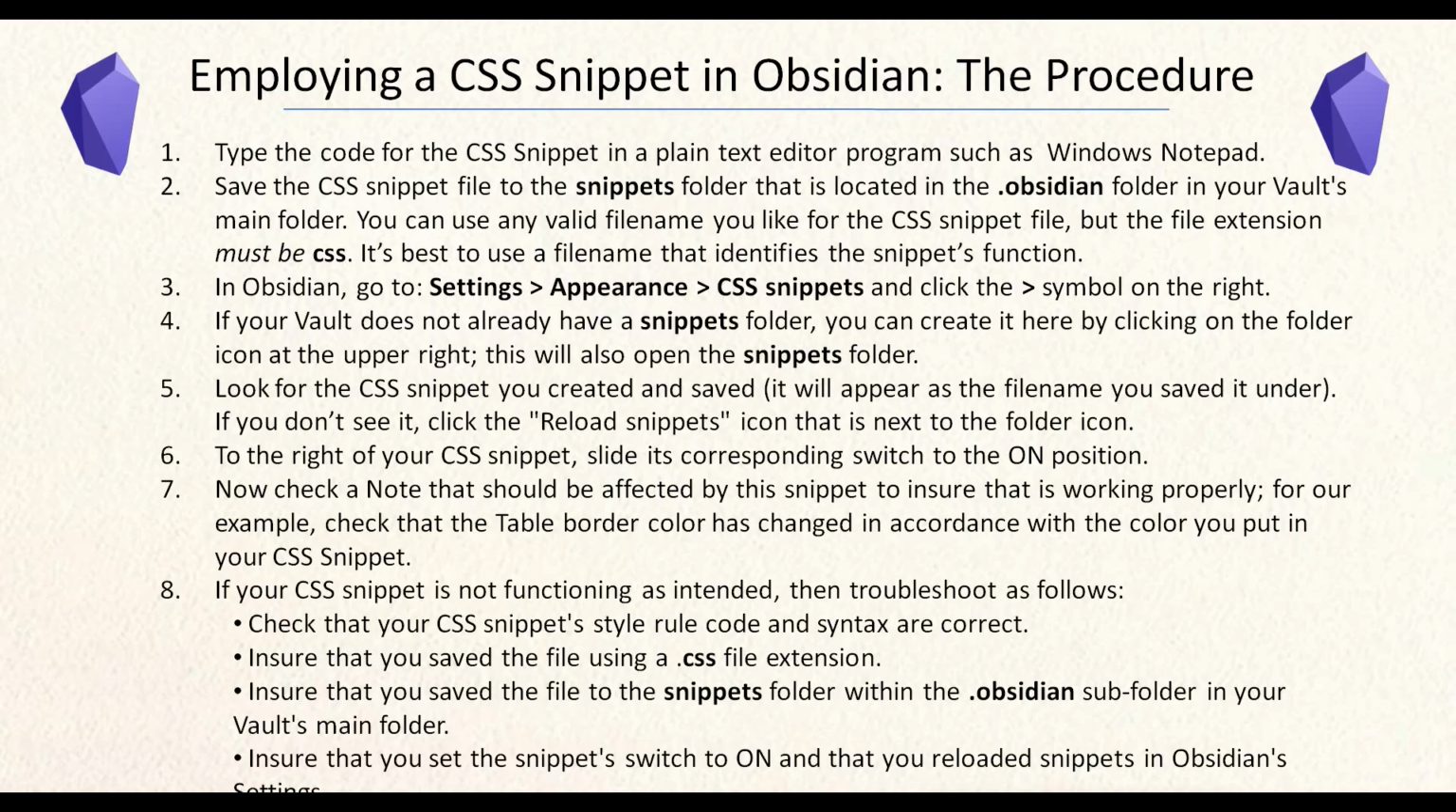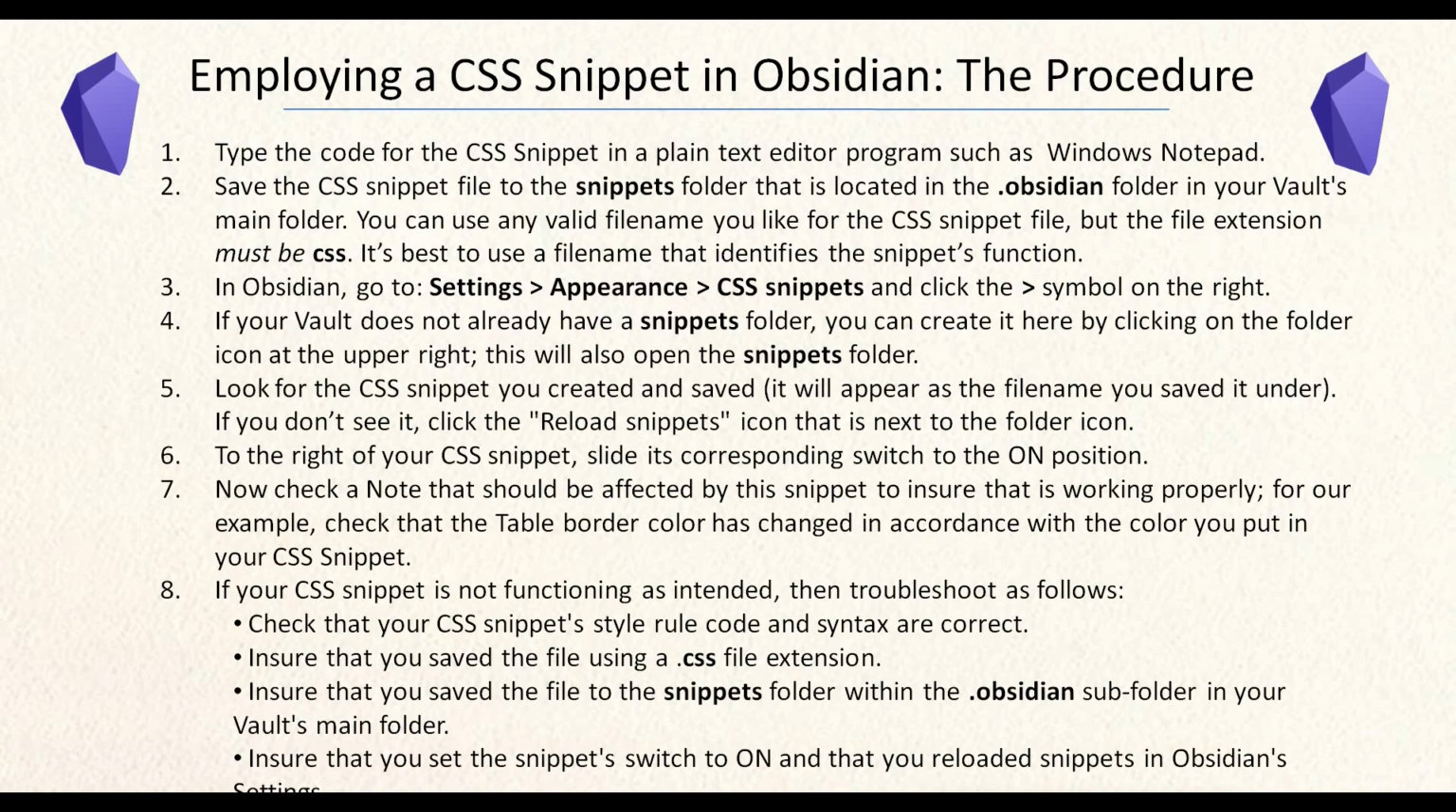Step 5. Look for the CSS snippet you created and saved. It will appear as the file name you saved it under. If you don't see it, click the Reload Snippets icon that is next to the folder icon. Step 6. To the right of your CSS snippet, slide its corresponding switch to the right to turn the snippet on. The switch will turn purple in color when it's in the on state.